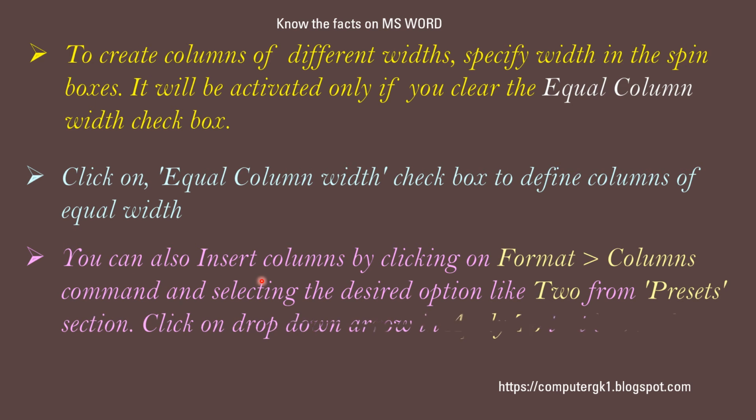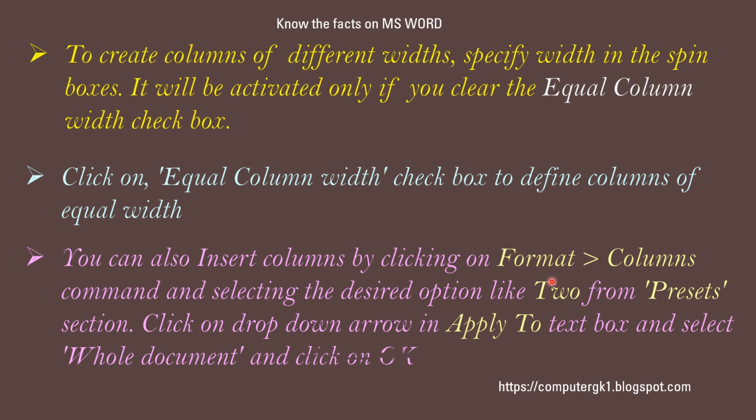You can also insert columns by clicking on Format then Columns command and selecting the desired option like Two from Presets section. Click on drop down arrow in Apply to text box and select whole document and click on OK.